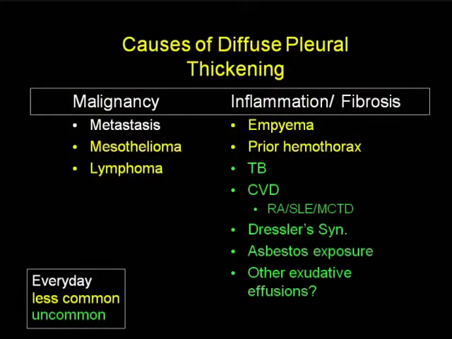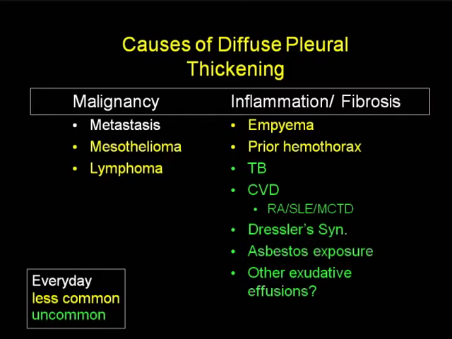So if we look at all causes of diffuse pleural thickening, the only one that is an everyday common thing that we see day in, day out is metastasis. And this can be smooth pleural thickening or nodular pleural thickening, any kind of pleural thickening every day. Most often that's going to be malignant.